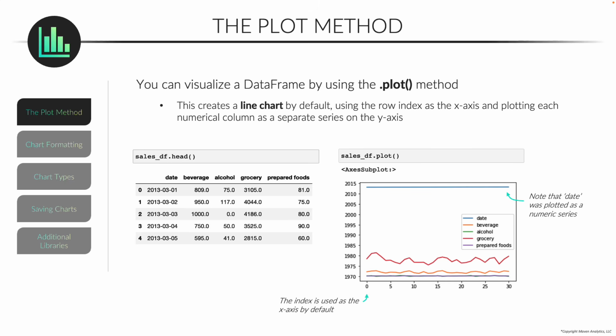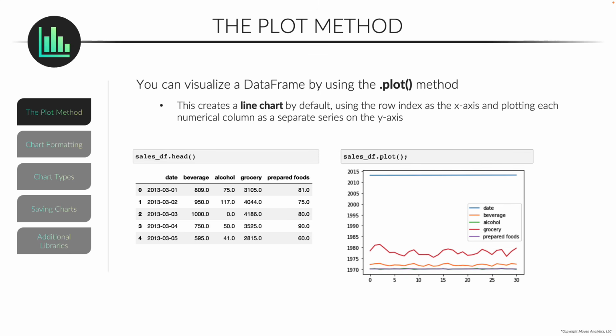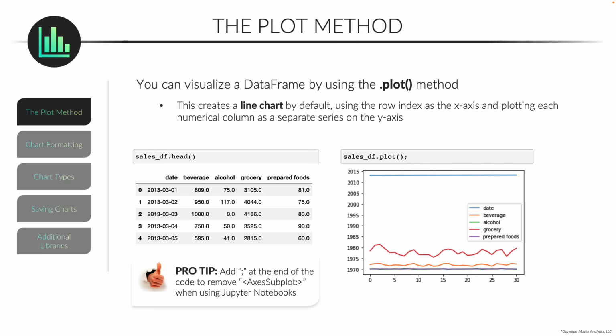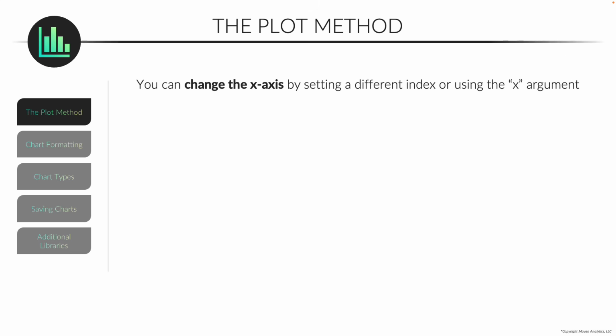And one other thing to point out is that if we take a look at our salesDF.plot line of code, you'll see this axis subplot piece underneath that. This is an artifact of Jupyter Notebook. So if you plot in a different Python coding environment, you won't see that. If you do want to suppress this in your Jupyter Notebook, add a semicolon to the end of your line of code. You don't need to do this. We can save out our plots without including that little snippet of axis subplot. But if it really bothers you, just add a semicolon to the end of your line of code, and that should fix things. Now let's take a look at our x-axis.